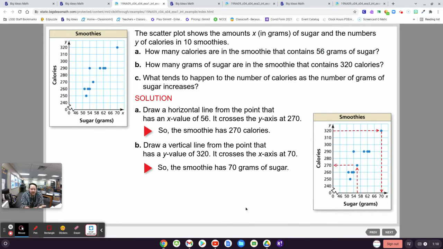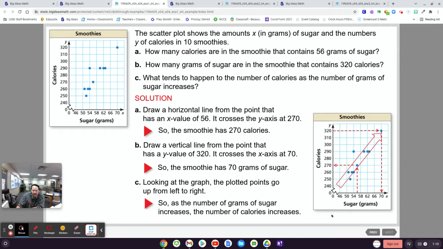Okay, and then the third question, this gets to correlation a little bit. What tends to happen to the number of calories as the number of grams of sugar increases? Okay, so here, as you look from left to right, these dots keep going up and up and up as you go further right. So it looks like the more grams of sugar, the more calories there are. This is a positive correlation we're going to learn about when we get to correlation. So there is a relationship between grams and calories.